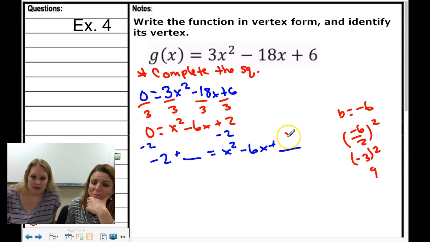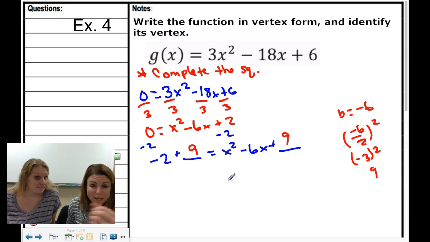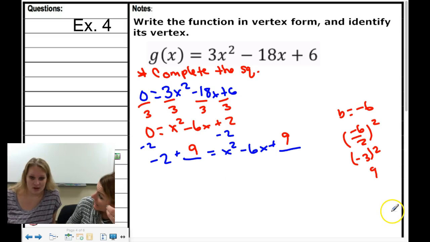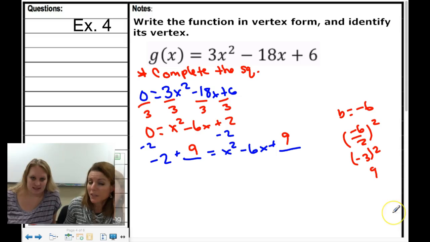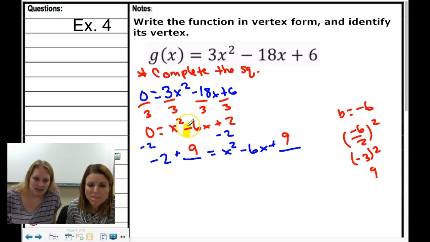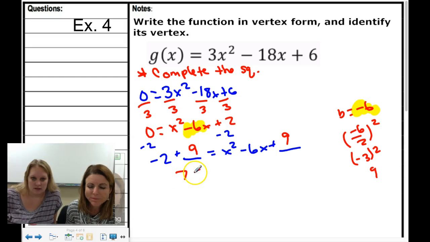So I'm going to add the 9 here and here. And notice Miss Boyd, she was really smart, because I was tempted to grab that -18. No, you have to grab the b after we divide everything by 3. So I'll just highlight that so we remember that's where we got our b from. Good job. So then -2 and 9 is 7 equals.